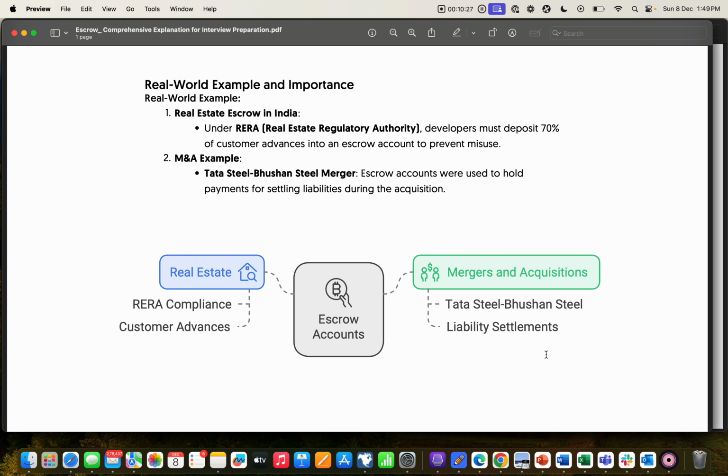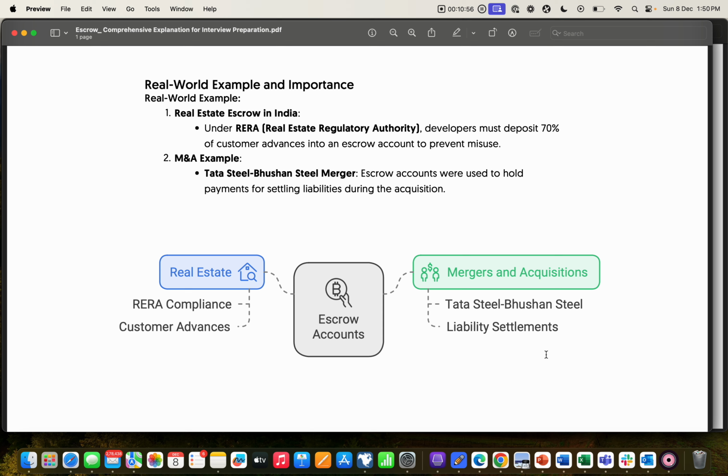Here the developer, who is developing the building or selling apartments, has to deposit 70% of customer money into the escrow account to prevent misuse. Whatever amount he takes from the customer, he should deposit 70% into the escrow account, so that others will not misuse this amount in other activities.